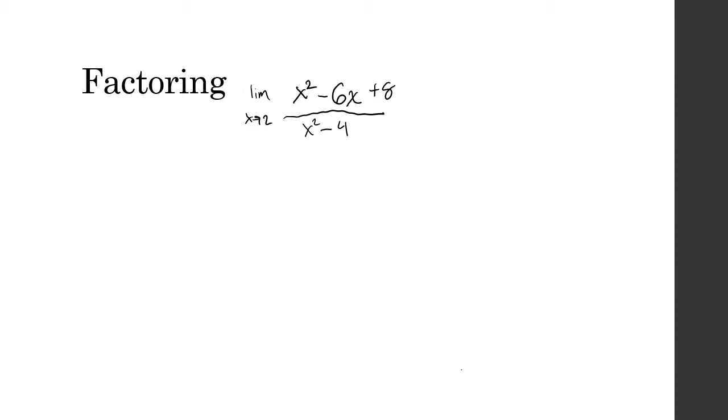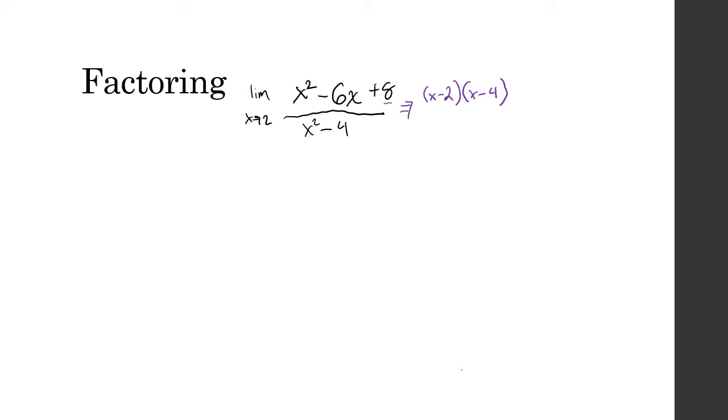So let's see what we can do. In our numerator, we have x squared minus 6x plus 8. Can that factor out? What multiplies to positive 8 but adds up to negative 6? Well, 8 times 1, 2 times 4. Oh, there we go. So we've got x minus 2 and x minus 4. Because if we multiply negative 2 and negative 4, we get that positive 8.